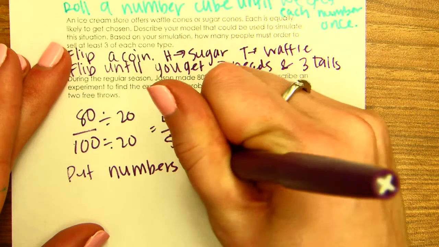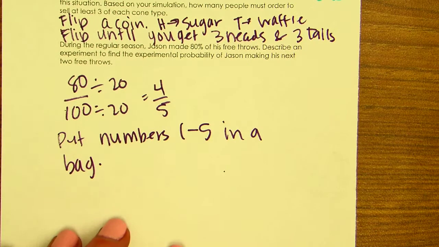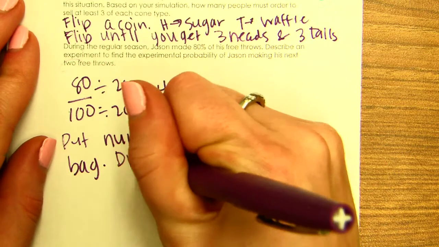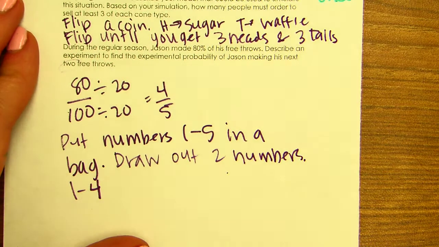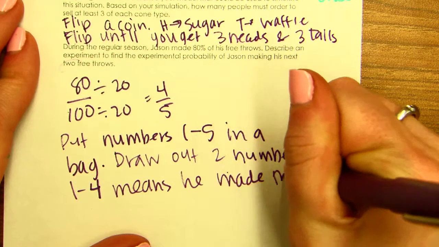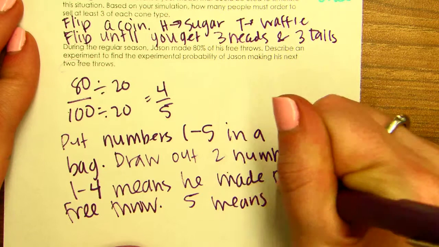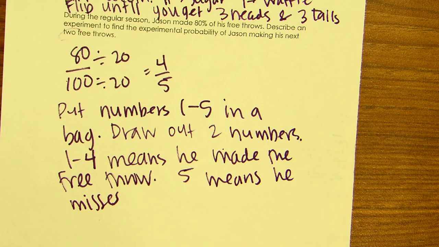So I'm going to put the numbers 1 through 5 in a bag. And I'm going to draw out two numbers because we're looking for the next two free throws. I'm going to say 1 through 4 means he makes the free throw. 5 means he misses. So I put the numbers 1 through 5 in a bag. We're going to draw out two numbers. 1 through 4 means he made the free throws, and 5 means he misses the free throw.